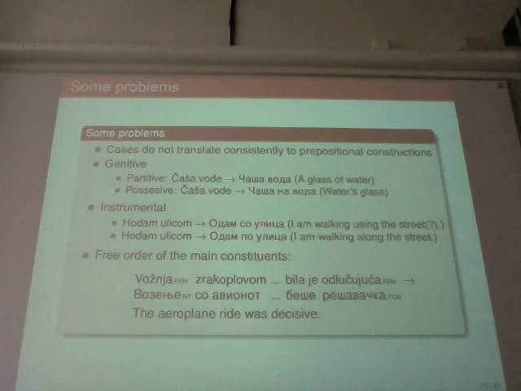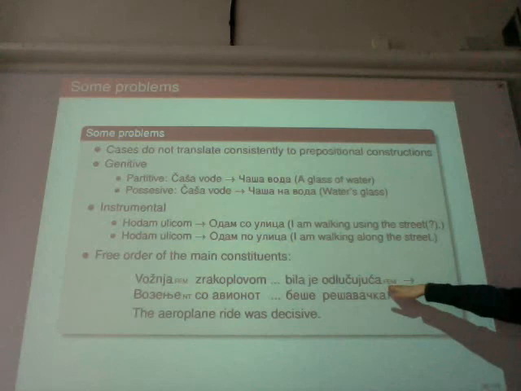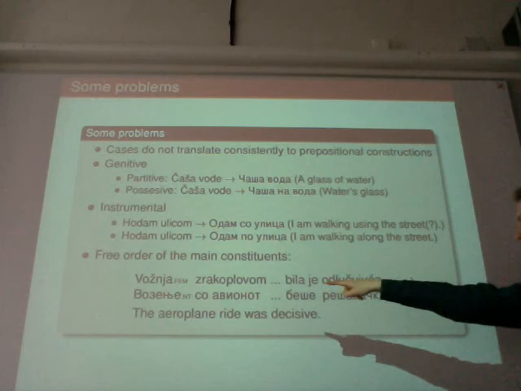Also, both languages have free-ordered main constituents, so sometimes you can have long distance relationships. You have a sentence like "the airplane ride was decisive", and this adjective basically agrees with the word "ride", while in translation they're not matched because they're too far apart, so "vožnja" translates to "vozenje", which is neuter, but this adjective stays feminine in translation.